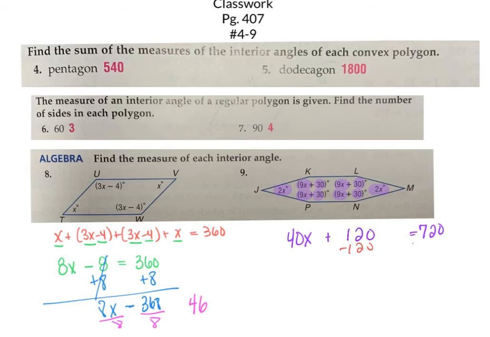Subtract 120. 40x equals 600, right? Divide by 40. 15. X is going to equal 15. Your zeros cancel out, all right? And so then to plug it back in, we have to multiply by 2 to get these. That gives me my 30. Then we have to multiply 9 and then add 30 to get my K, L, P, and N of 165.